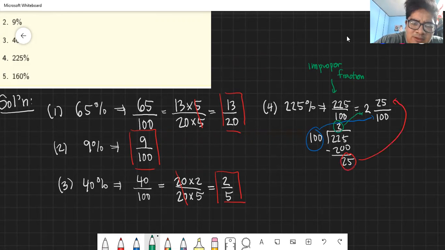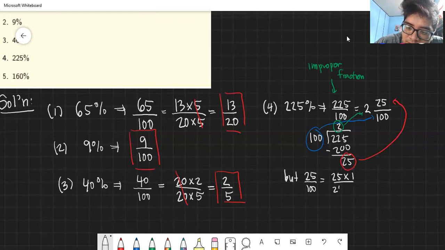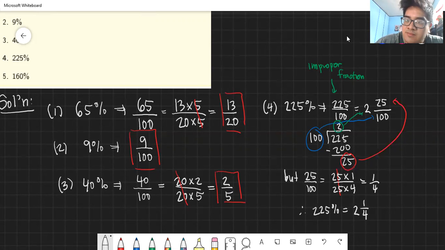Tapos kung ano ito yung whole number. Okay? Eh napapansin nyo, 25 over 100 can be simplified. But 25 over 100 is just equal to 25 multiplied by 1 and 25 multiplied by 4. Tama, kasi 25 multiplied by 4 is 100. So you can cancel out the 25. So this is just equal to 1/4. Therefore, 225% is just equal to 2 and 1/4. Ganun lang siya basically. Okay? So yan yung simplified version niya.